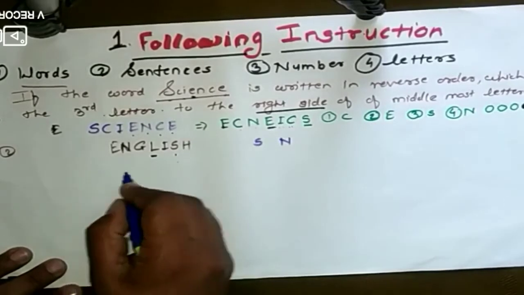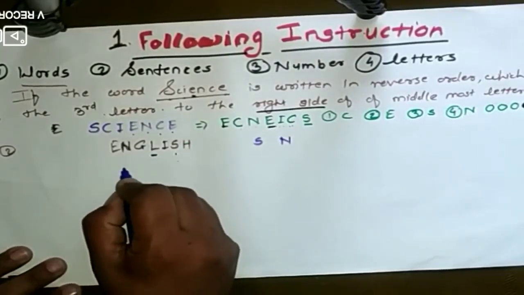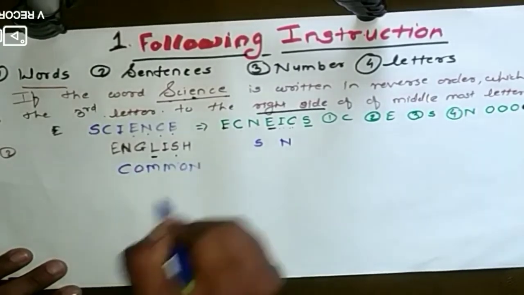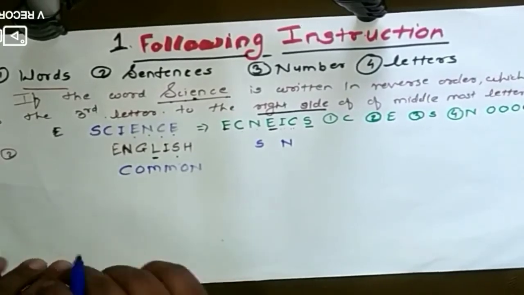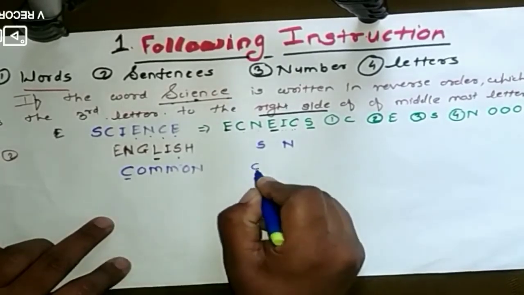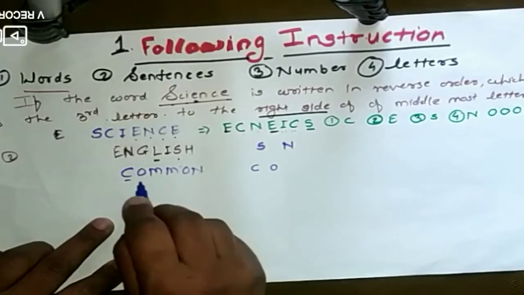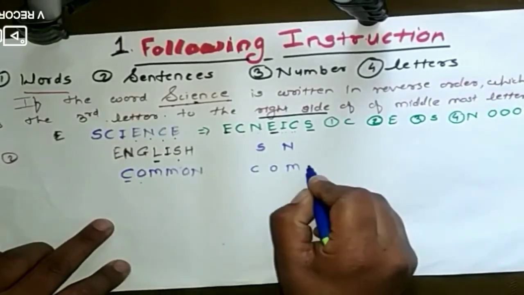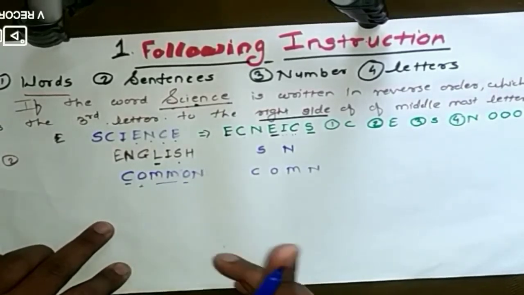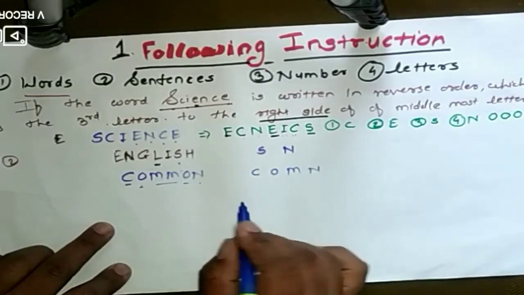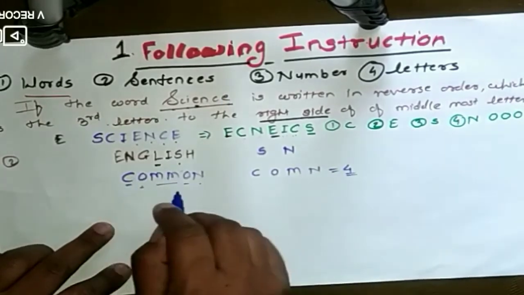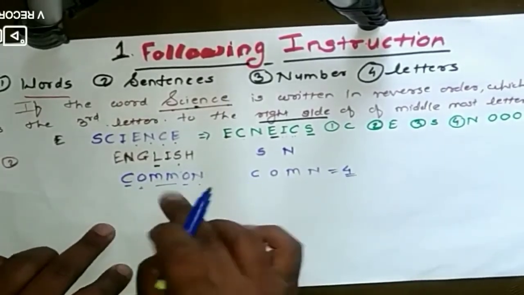Suppose here I will write one word, that is COMMON. Okay, common. If this question is there, they may ask you how many words are there in this. At that time you have to write the letters here. C is there, next O is there, M is there, and N is there. O came 2 times. M came 1 time. So there are 4 letters present in this common word.